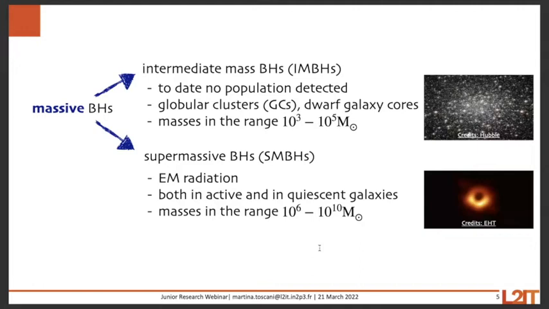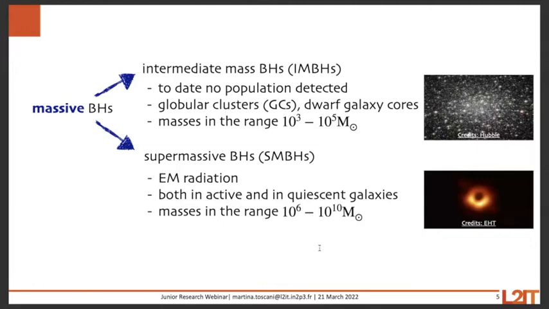Instead, the situation is different if we think of supermassive black holes, which are objects with masses between 1 million and 10 billion solar masses that live in the center of large galaxies. In this case, we can distinguish between active supermassive black holes that live in galaxies that present a persistent electromagnetic activity, and quiescent supermassive black holes that instead live in galaxies that do not present this kind of activity. And for this reason, these quiescent supermassive black holes are more difficult to detect.